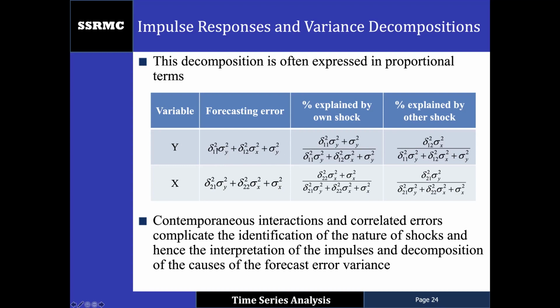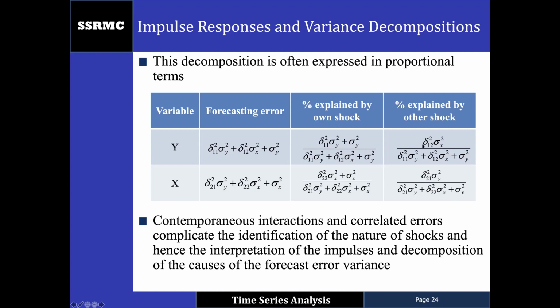So we put the forecasting error for y and the forecasting error of x in these two cells first. Then we look at which part comes from y, which part comes from x. In this expression, we have a sigma y square here and a sigma y square here. Those are the parts that come from y itself. The percentage explained by own shock is calculated in this way. We calculate, if we have a variance from y itself, that's the shock from y, what is the proportion of that in the whole forecasting error?